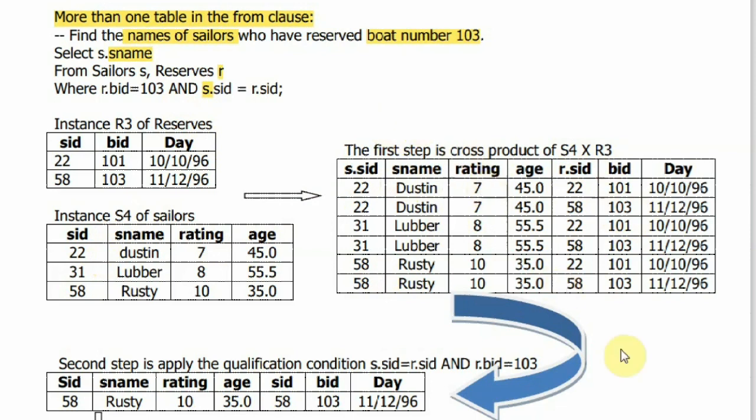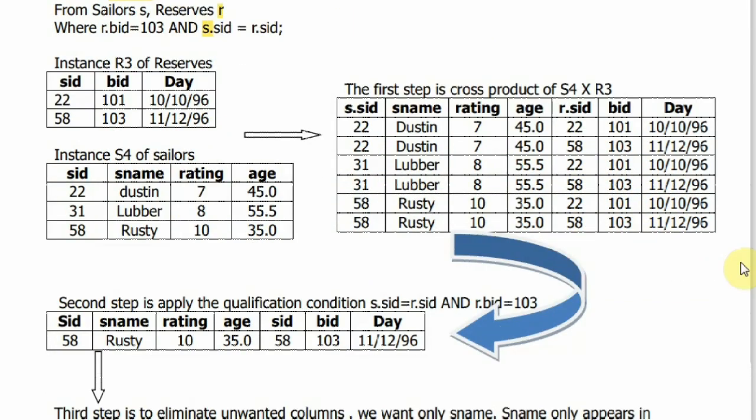What is the condition? R dot bid should be equal to 103. So all the tuples, and there is an AND over here. Okay, so you know what an AND is. AND means that both the conditions should be true. So it should be 103, as well as S dot SID should be equal to R dot SID. So let us try to see what all matches.